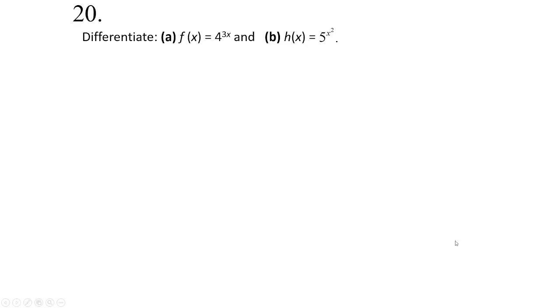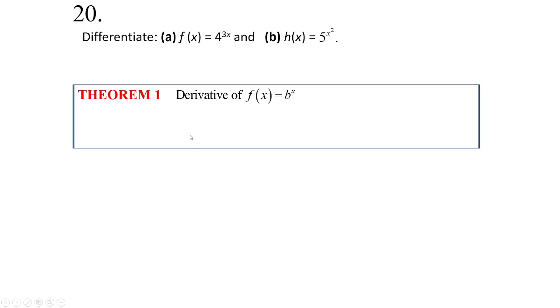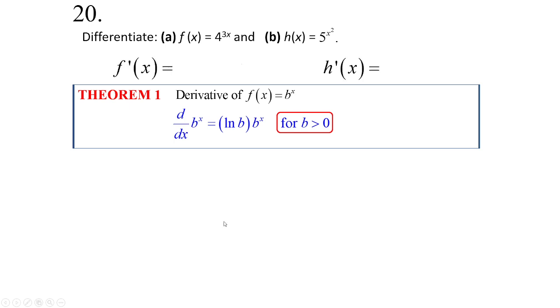All right, L'Hopital. So now number 20, differentiate f of x equals 4 to the 3x. Now you remember these rules right here? The derivative with respect to x of b to the x is going to be the natural log of b times b to the x. Simple. Okay? So let's set this up like this.